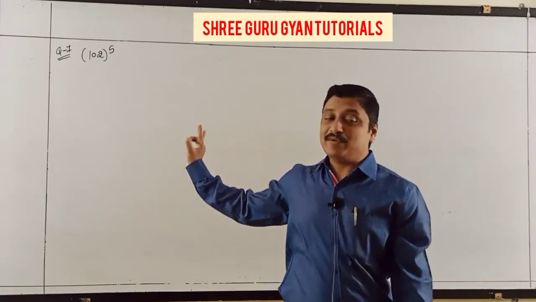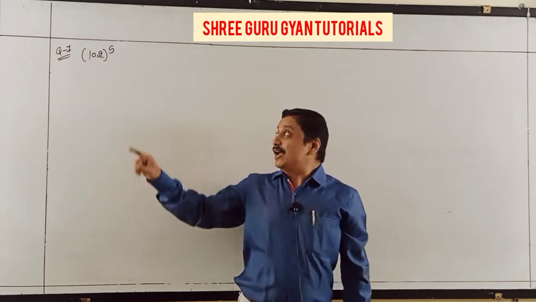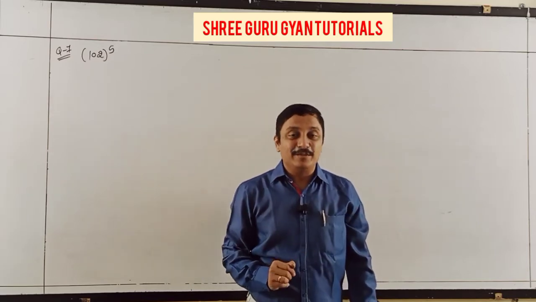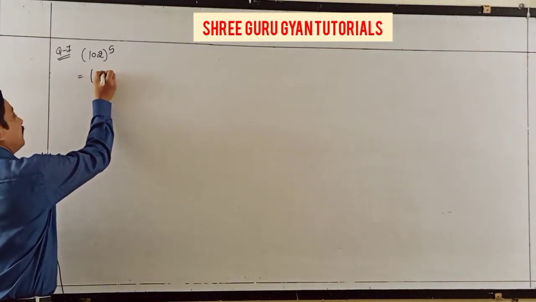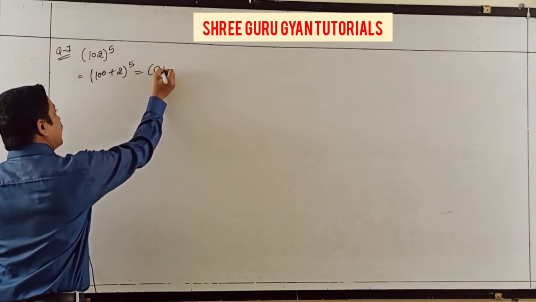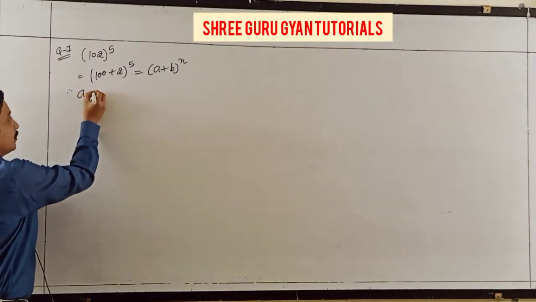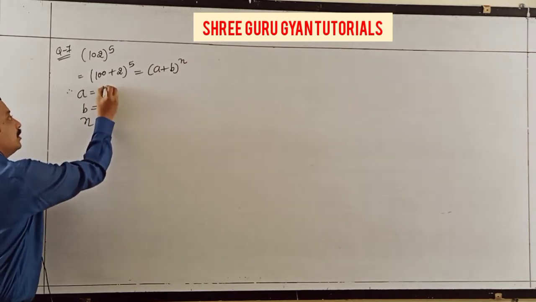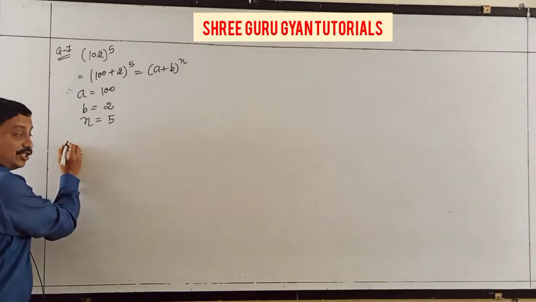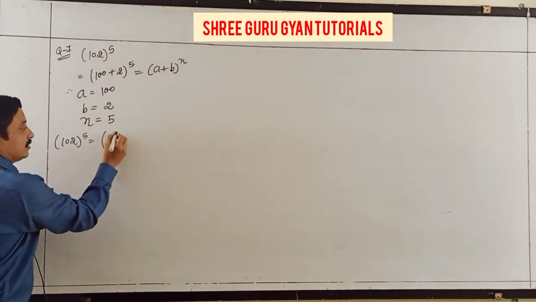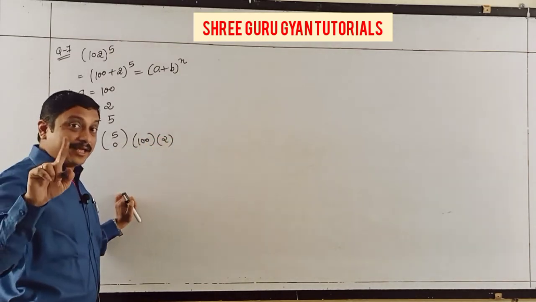Now continue students, one more question, which is the same: utilize our property of binomial theorem and evaluate 102 raised to 5. It is 100 plus 2 with the 5 times. So I am just converting in the way of 100 plus 2. And we can also show (A plus B). So what is your A, B and n? A becomes 100, B becomes 2, and n is exactly 5. So by using the property, 102 to the 5 is equal to (100 plus 2), I just operate A and B.